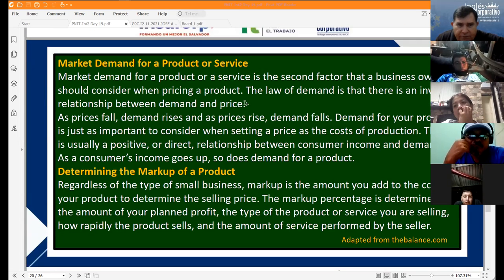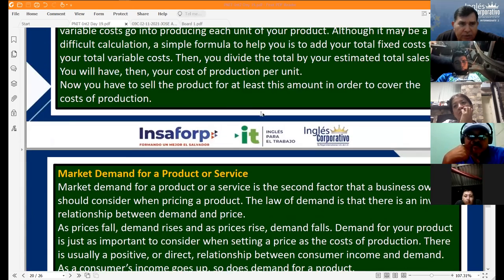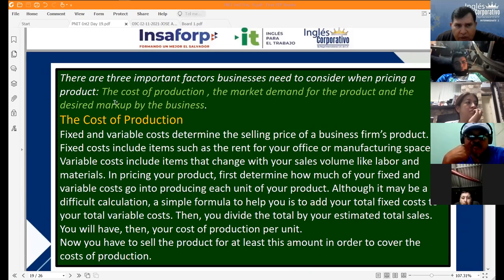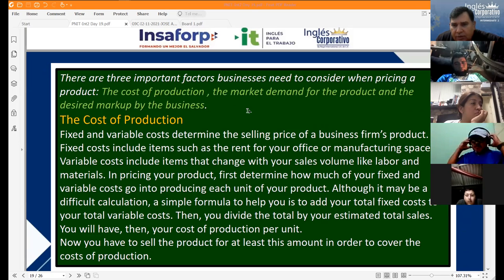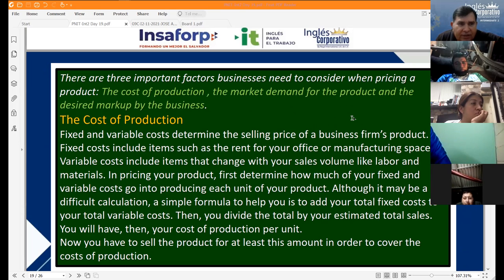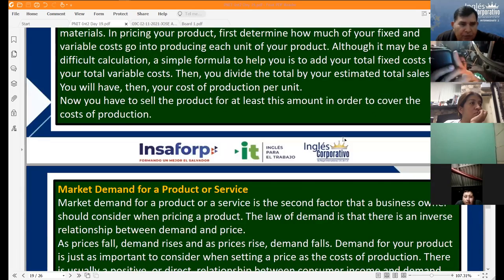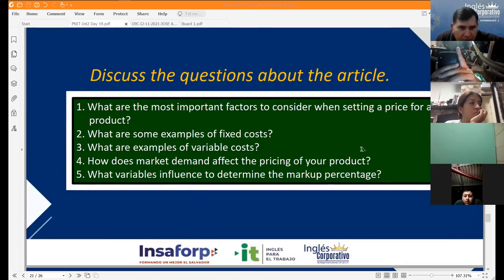Fixed cost and variable cost. Okay, yes, the answer is here, right, in the first one. The cost of production. Okay. Demand for the product and the desired markup by the business. Okay. Yes. Number two, who wants to do number two?